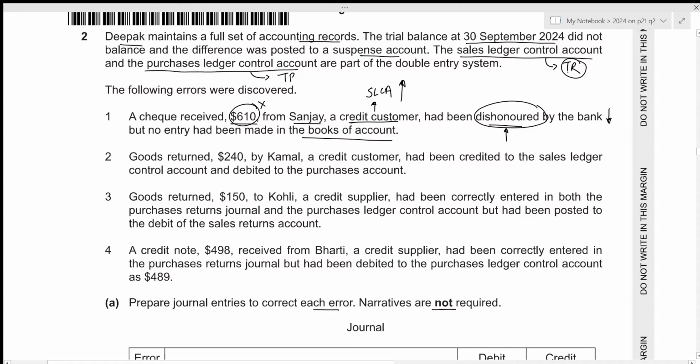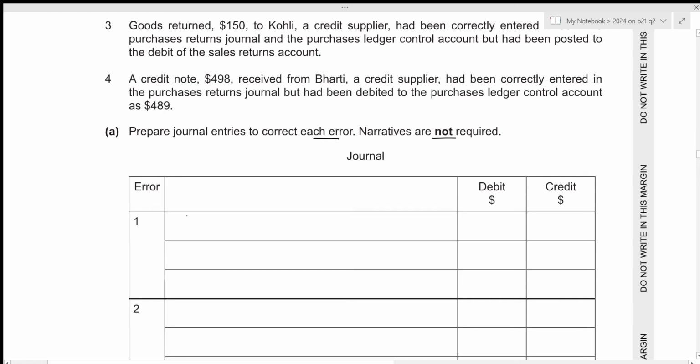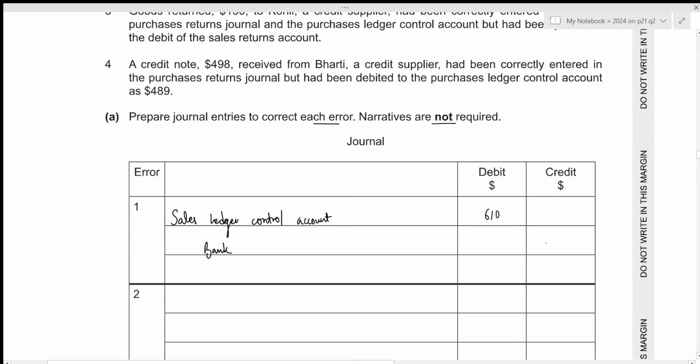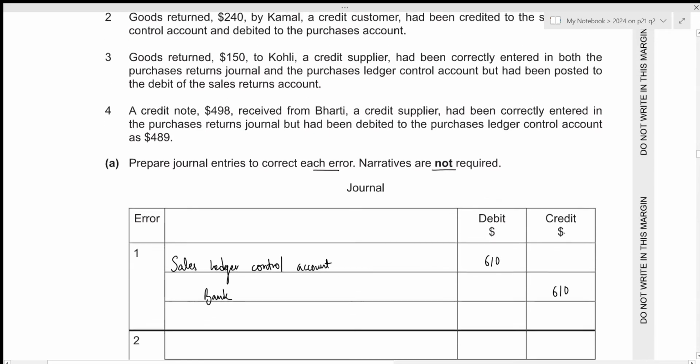Now, sales ledger control account is trade receivables, which means that this is an asset. If we are talking about asset, the increment should be recorded on the debit side, right? Then we have bank that should have been decreased. Bank is also an asset and we're talking about decrement in this case. Decrement in asset should always be shown on the credit side. So those are the two entries. So we have our sales ledger control account on the debit side and we have bank on the credit side. And the amount for both of these will be 610 since we are just removing the amount that was previously entered. That is all for the first error.